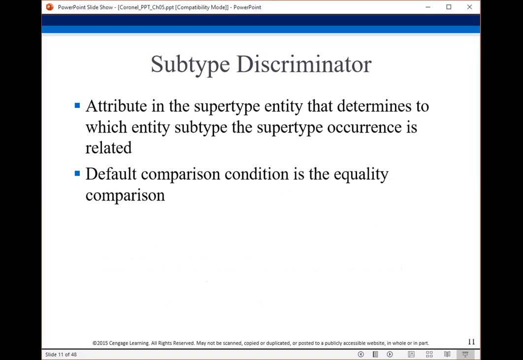So we have this idea of a subtype discriminator, which is an attribute in the supertype that determines to which entity subtype the supertype occurrence is related. So if we know the subtype in the person, we know if we have either a student or an instructor.